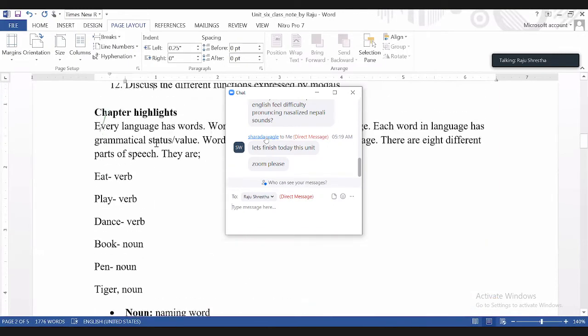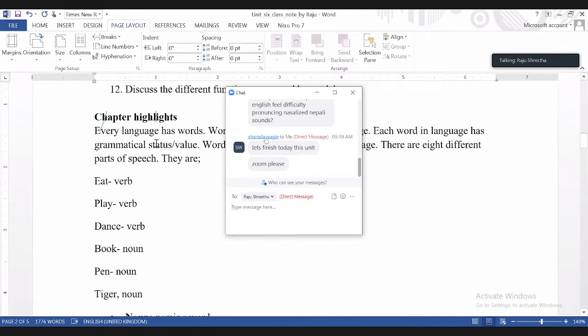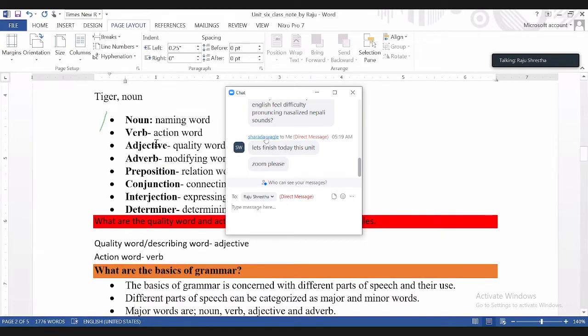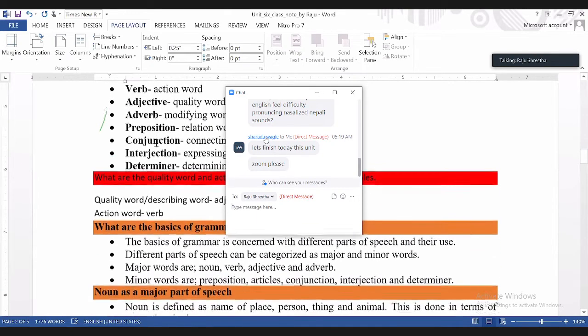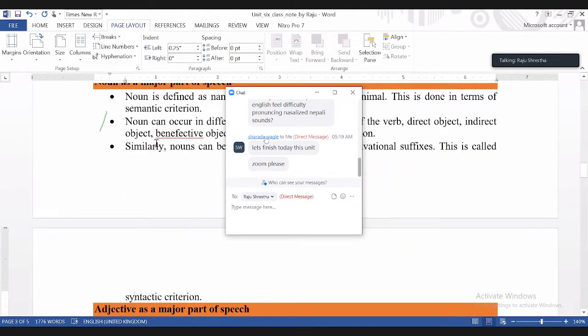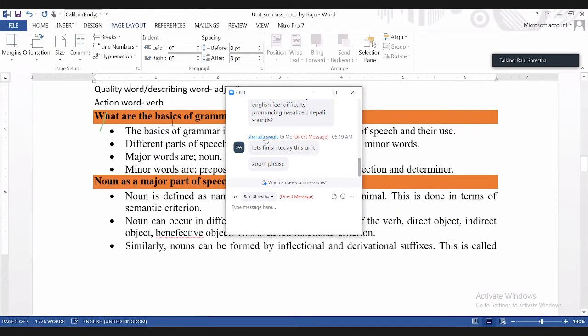So again I want to repeat this. Every language has words. Words are building blocks of language. Each word in language has grammatical status. Words are what? Parts of speech or parts of language. There are 8 different parts of speech. For example, noun, verb, adverb, adjective, preposition, conjunction, interjection, determiners. We understand this. Now, what are the basics of grammar?